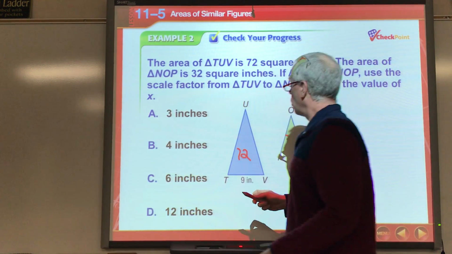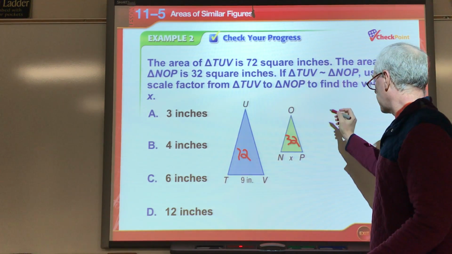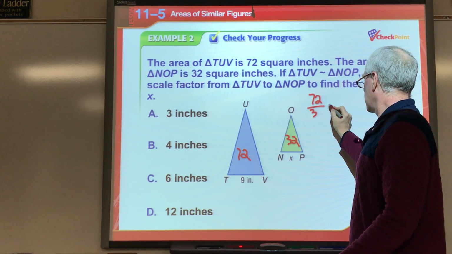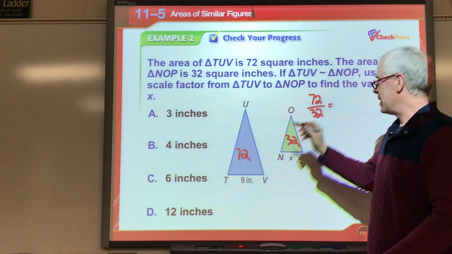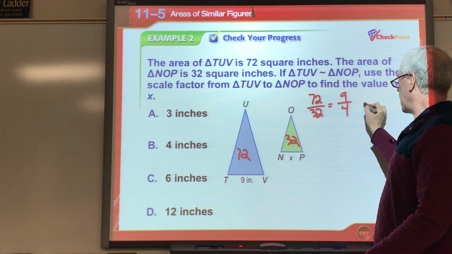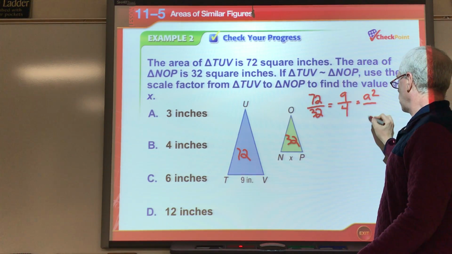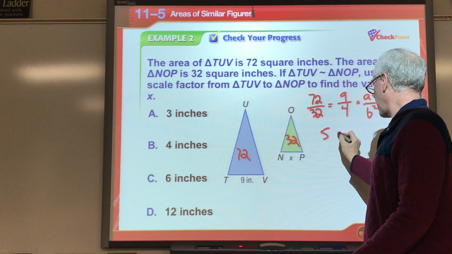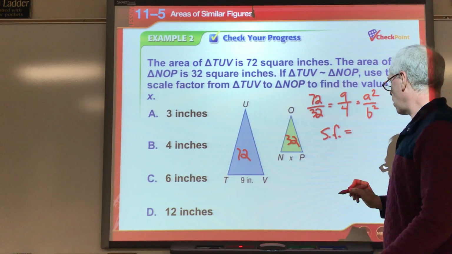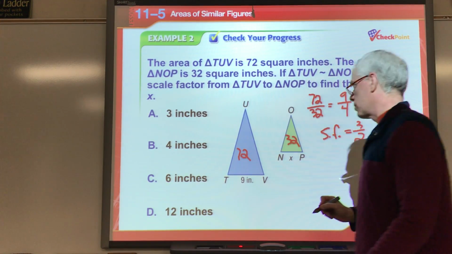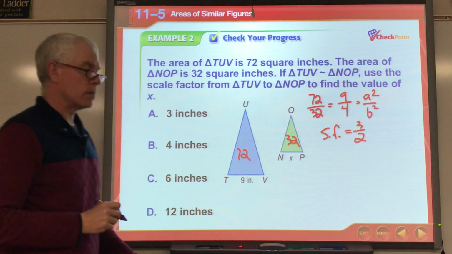Okay, so first of all, find the scale factor. Well, the ratio of the areas is 72 over 32. If I divide both of those by 8, I've got 9 over 4. And again, that's A squared over B squared because that's the ratio of the areas. So our scale factor is A over B. So the square roots of these are 3 over 2. So that's going to be my scale factor.